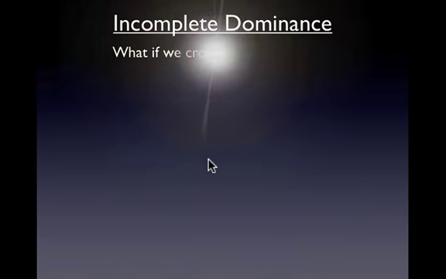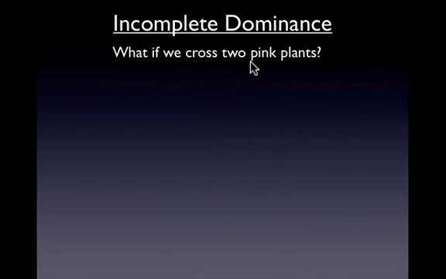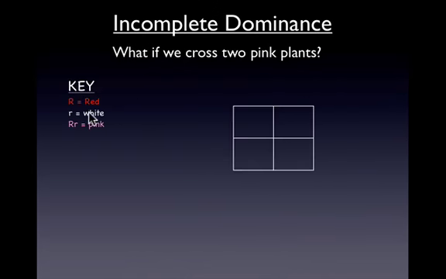What happens if we take it a step further and we want to cross two pink plants? Again, here's our key. Big R is red, little r equals white. Heterozygous is pink. So let's cross two pink. What I've done for you here is set up the Punnett square, just recolored to show you that the big R is going to represent red, little r equals white. And when we cross them, we start seeing what we saw way back in that parental generation, where we see the reemergence of both red and white plants.